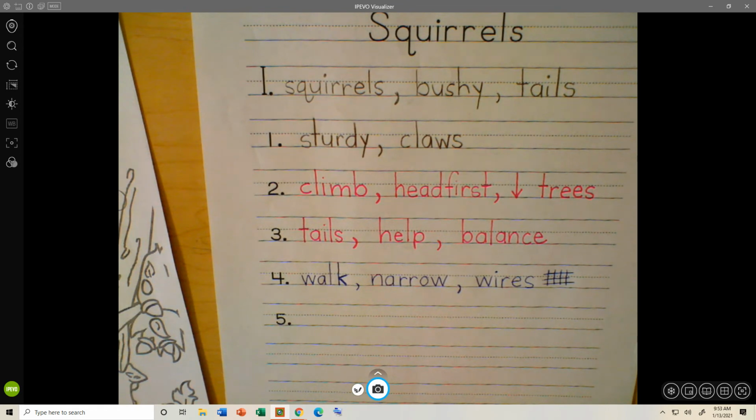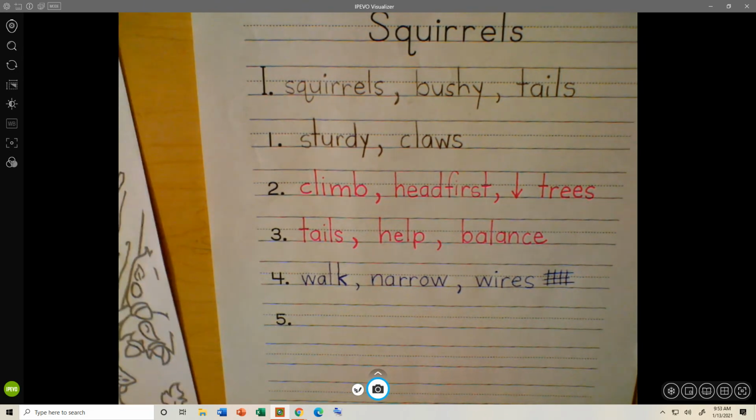Like chickens? Yeah, have you ever seen a squirrel run across the top of a fence? You might be driving in your car and you might see a squirrel run across a wire. It seems kind of crazy. I've seen a bird. All right.